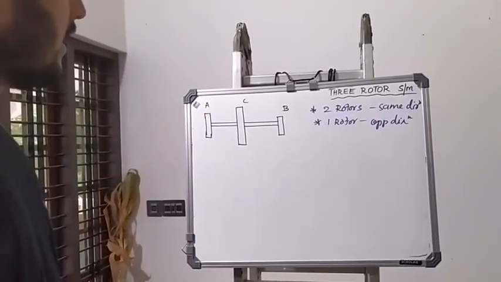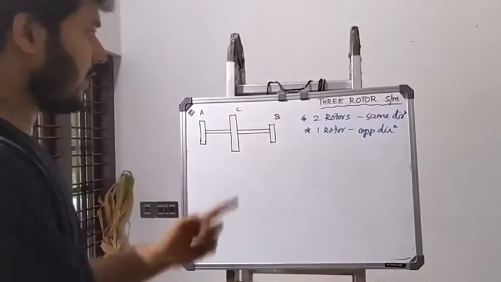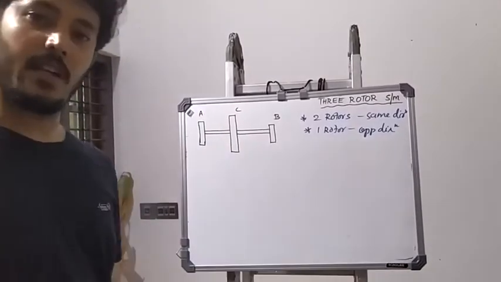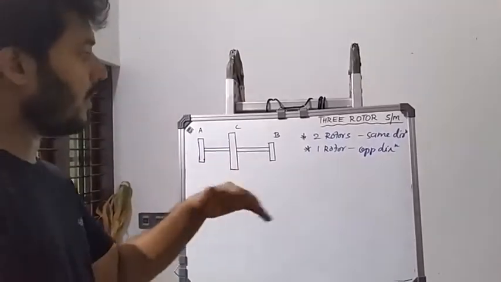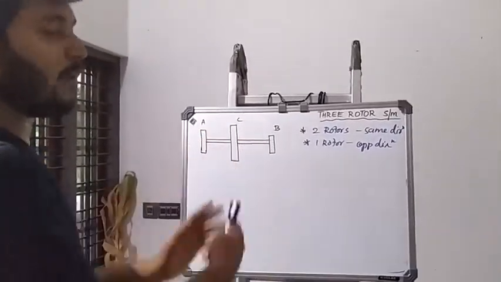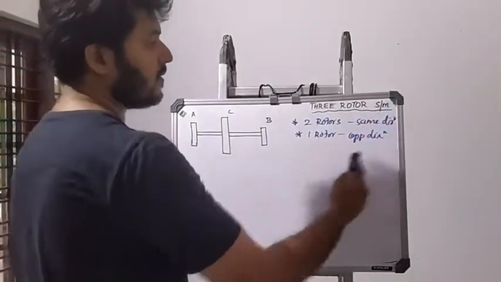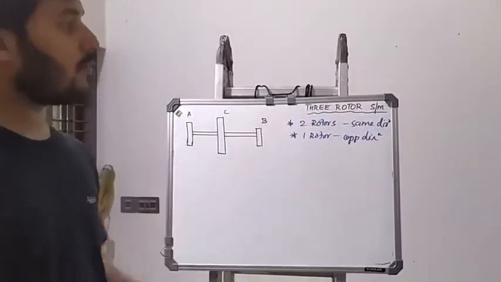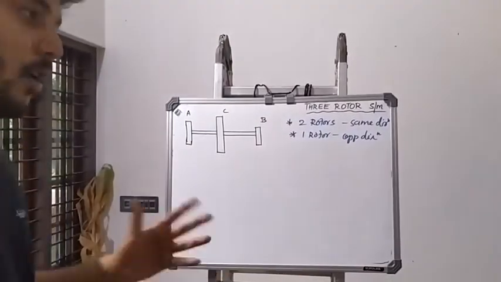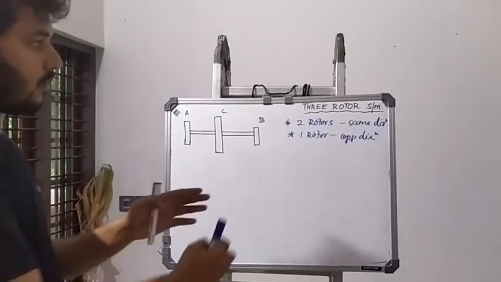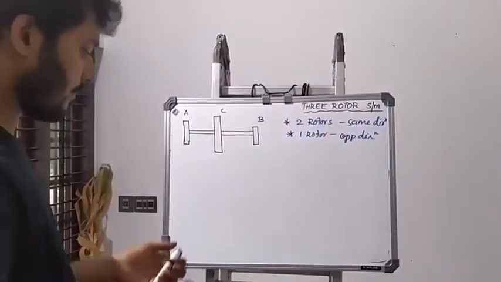That means either, suppose we can assume A and B to be rotating in the same direction, and let C be rotating in the opposite direction, or else let A and C be rotating in the same direction, B in the opposite, and let C and B be rotating in the same direction, A in the opposite. But whatever may be the condition, these 2 things will always be satisfied. That means 2 rotors will always be rotating in the same direction, while 1 rotor will be rotating in the opposite direction. Now let us analyze all these scenarios within this 3-rotor system.